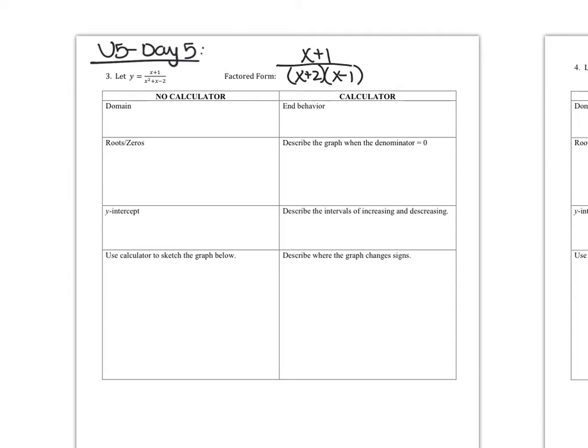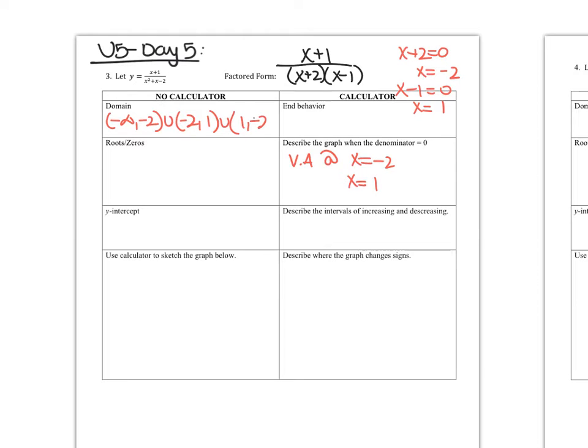So if you set x plus 2 equal to 0, that means you have a vertical asymptote at x equals negative 2. And if you set x minus 1 equal to 0, that means you have a vertical asymptote at x equals 1. So you have vertical asymptotes at x equals negative 2 and x equals 1. Those are your breaks in your domain. So your domain will be negative infinity to negative 2, negative 2 to 1, and then 1 to positive infinity.